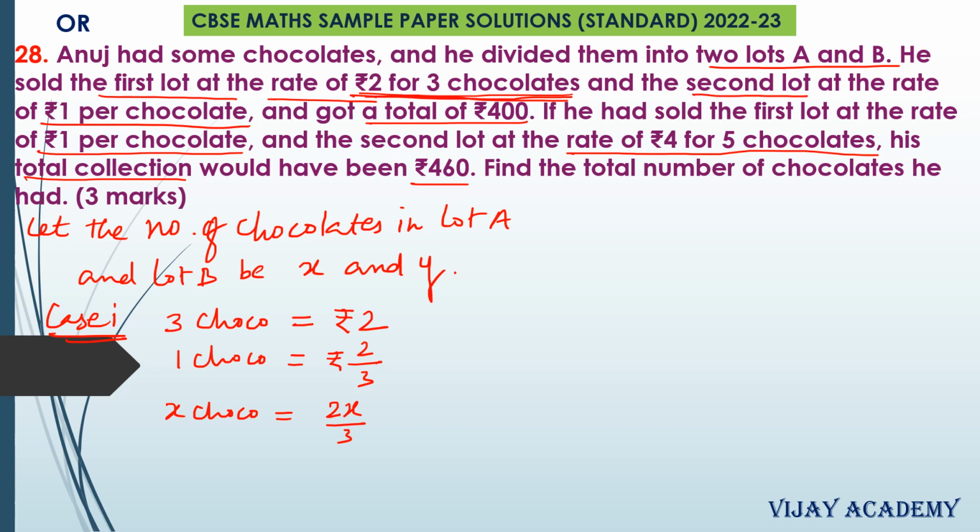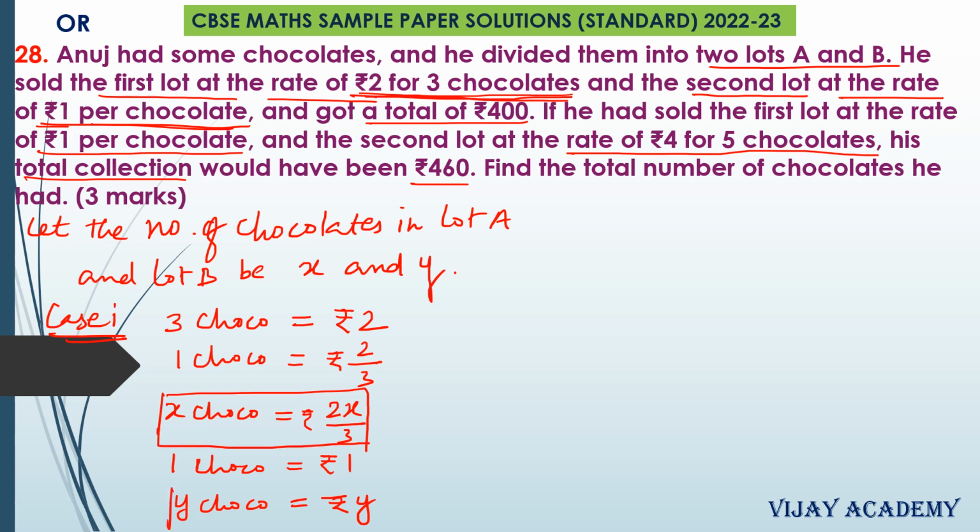Similarly, moving on to lot 2, the second lot is sold at the rate of rupees 1 per chocolate. So in the second lot, one chocolate costs rupees 1. Therefore, y chocolates cost rupees y. So in case 1, x chocolates will cost 2x by 3 and y chocolates will cost y rupees, and the total of that is rupees 400. So we can add these two and equate it to 400. We can write this as 2x by 3 plus y equals 400.